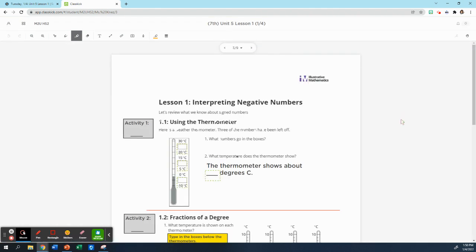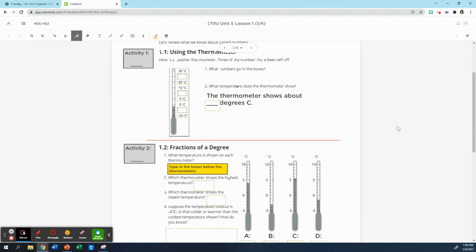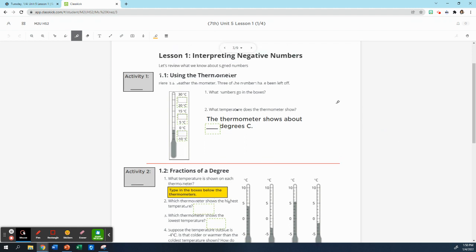So go ahead and take a look at slide 3. And on slide 3, I'm going to have you complete 1.1 using a thermometer. It said here's a weather thermometer. Three of the numbers have been left off. What numbers go in the boxes and what temperature does the thermometer show? So go ahead and pause this video and complete 1.1.